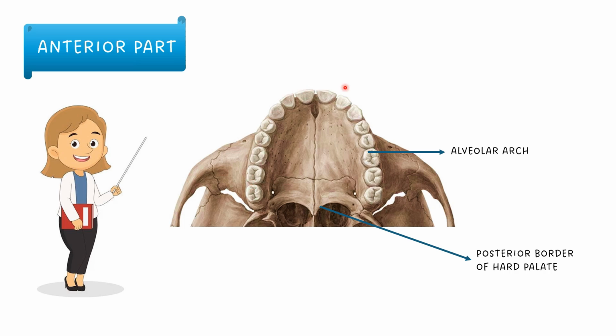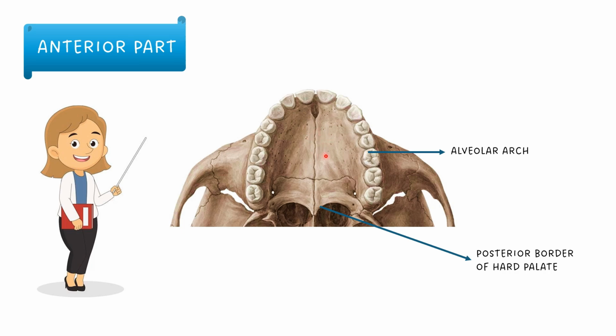The alveolar arch possesses the sockets for the roots of upper teeth. The number of sockets depends upon the number of roots. So there is a single socket for each of the incisors, the canines and the premolars, and there are 3 sockets for each of the upper molars.